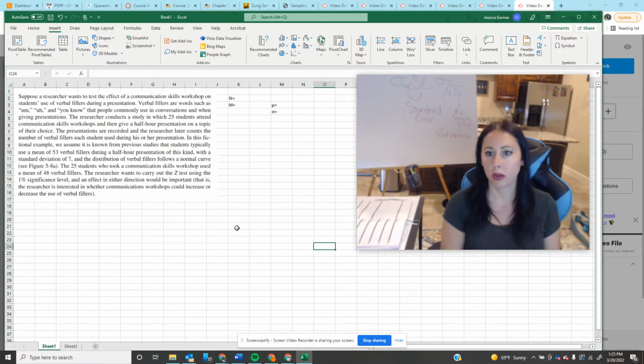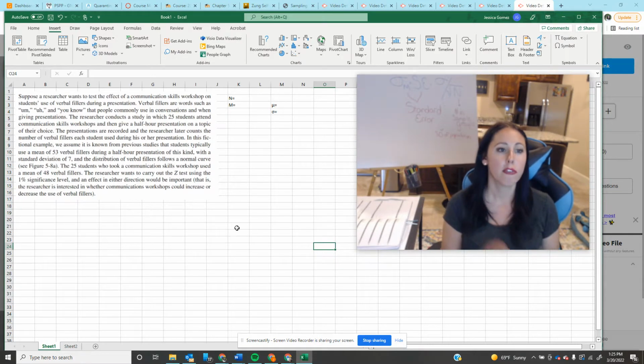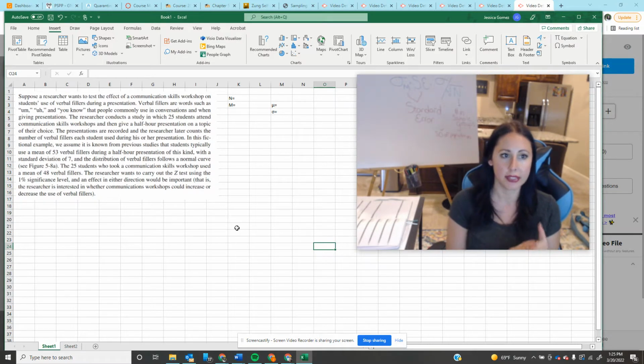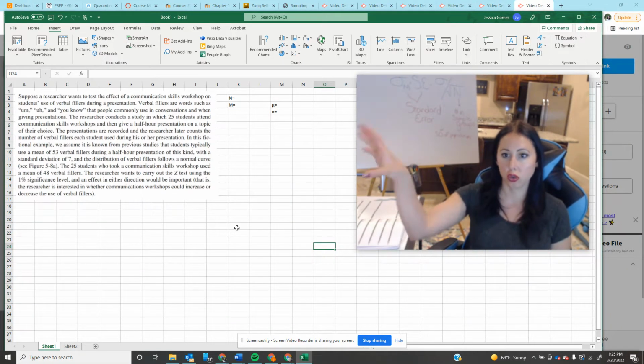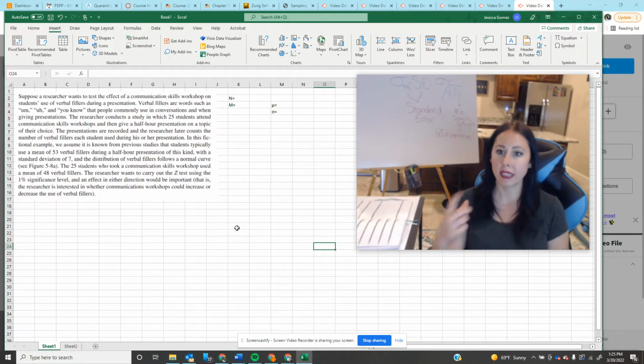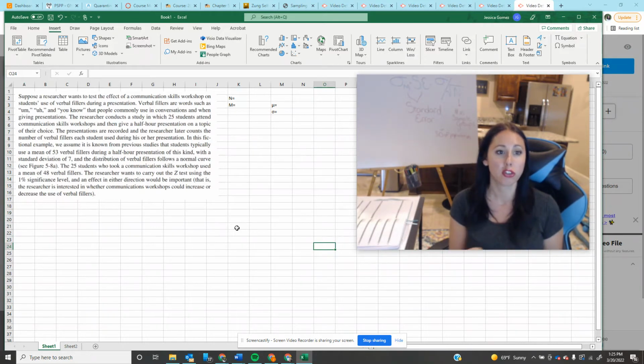Okay? So a researcher wants to see if a communication skills workshop was effective in getting students to say fewer times during a presentation. They call them verbal filler words. The researcher took 25 students and had them attend a communication skills workshop and then give a half-hour presentation. The researcher counted the number of those verbal fillers used in the presentation.